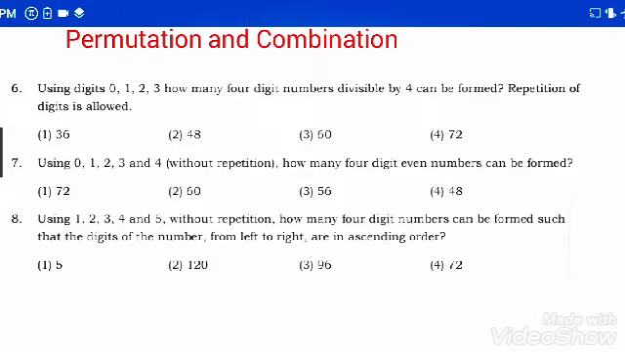Alright, today we'll be going over some really difficult permutation questions.